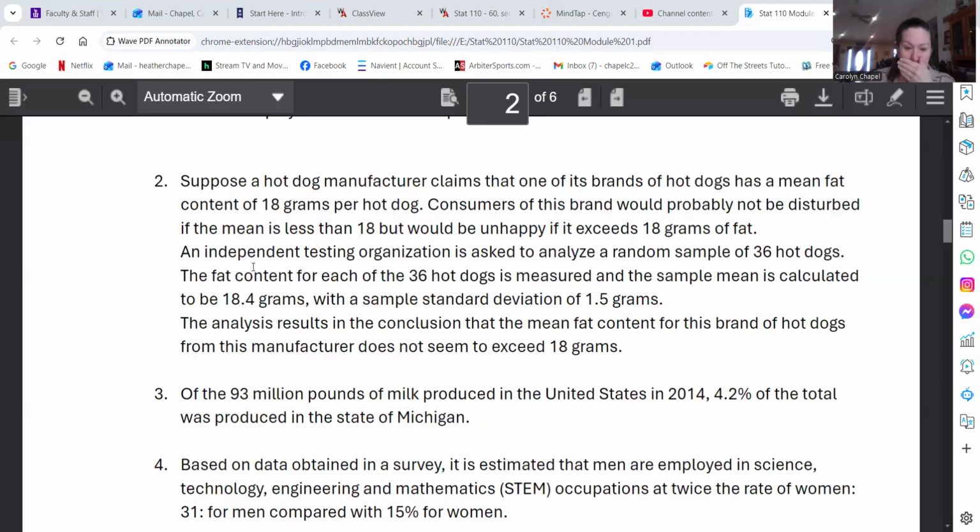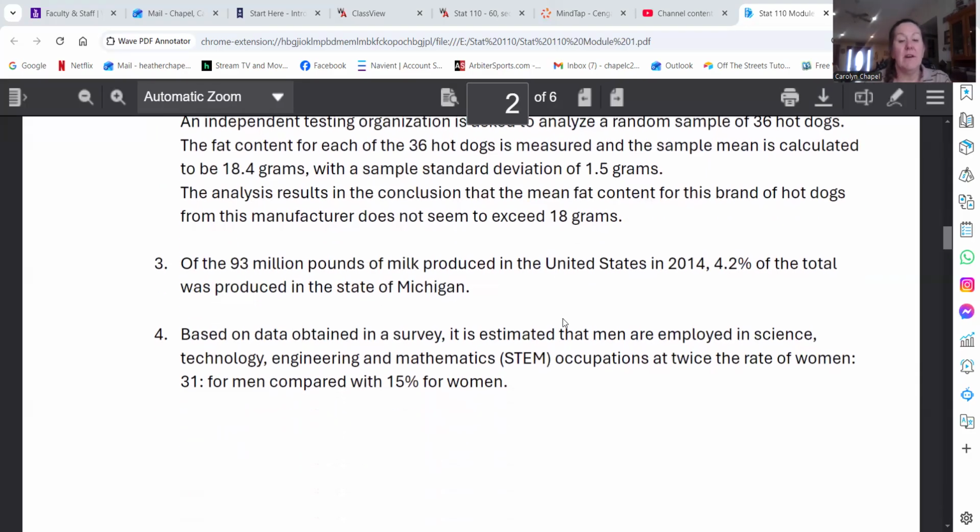Okay. Number 3 here says of the 93 pounds of milk produced in the United States in 2014, sorry for some of the dated information, I did just take these from other sources, so they are going to be a little dated, 4.2% of the total was produced in the state of Michigan. Okay. This one is also just a descriptive because, again, it is just stating the information. It's not trying to take that information further.